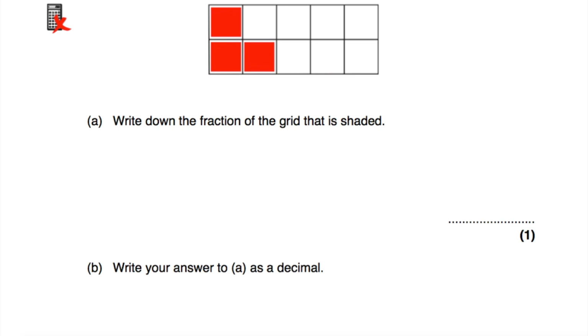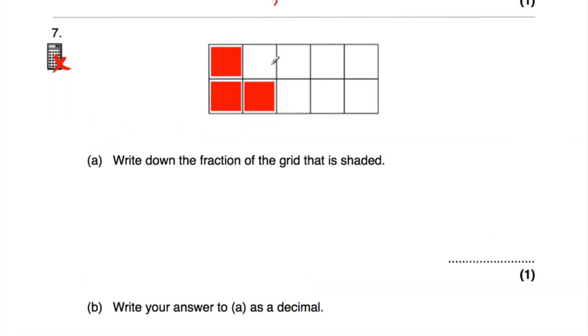So question number 7, we've got this grid, and the grid's got 1, 2, 3, 4, 5, 6, 7, 8, 9, 10 sections. And part A says what fraction of the grid is shaded. So because we've got 10 sections, each one's 1/10, and here we've got 1, 2, 3 of them shaded in. So that's 3 out of 10. So it's going to be 3/10. So 3/10 of that grid is shaded.